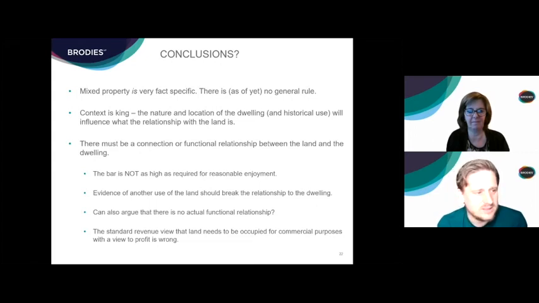But ultimately, I think the direction of travel in these cases is helpful, because it shows that the standard revenue view, that land needs to be occupied for commercial purposes and exploited for profit to be non-residential, is wrong, because none of the tribunals in any of those cases adopted that position.